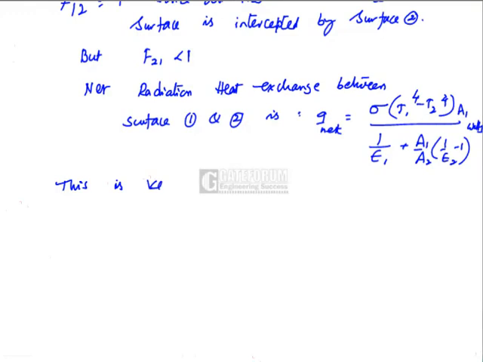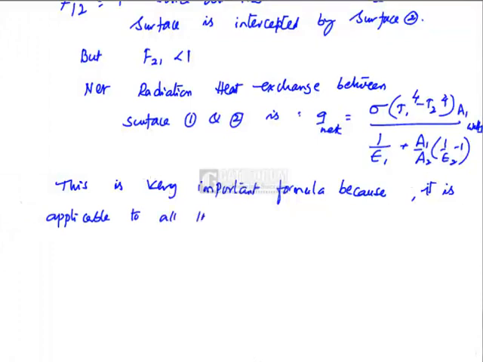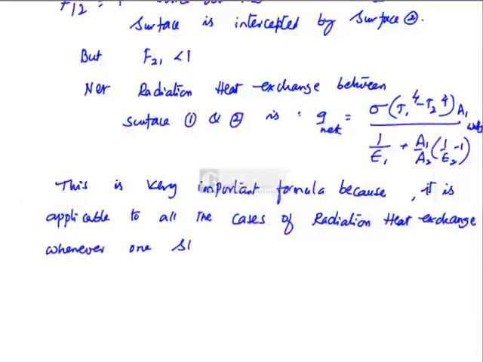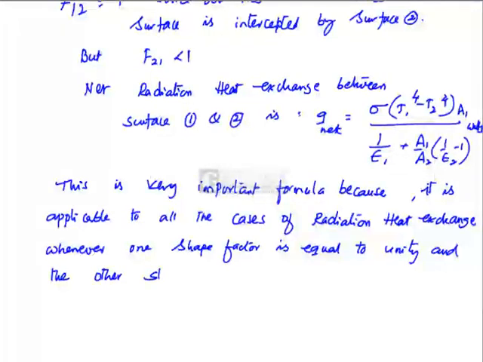This is a very important formula because it is applicable to all the cases of radiation heat exchange whenever one shape factor is equal to unity and the other shape factor is less than unity.